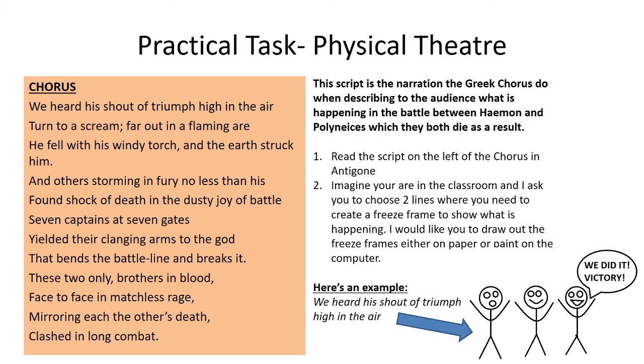So like I said, you can do it on paper or paint. If you are struggling with this, please ask your teacher for help. But for instance, when it says we heard his shout of triumph in the air, as you can see, triumph is something like victory when you've achieved something. So that's why I've got a speech bubble of the man saying we did it, victory. I've got him waving his hands up in the air to show that he is shouting, and I've got hands up in the air for the 2 other people to show that they are shocked by it. So just make sure that you are focusing on the body language behind it.